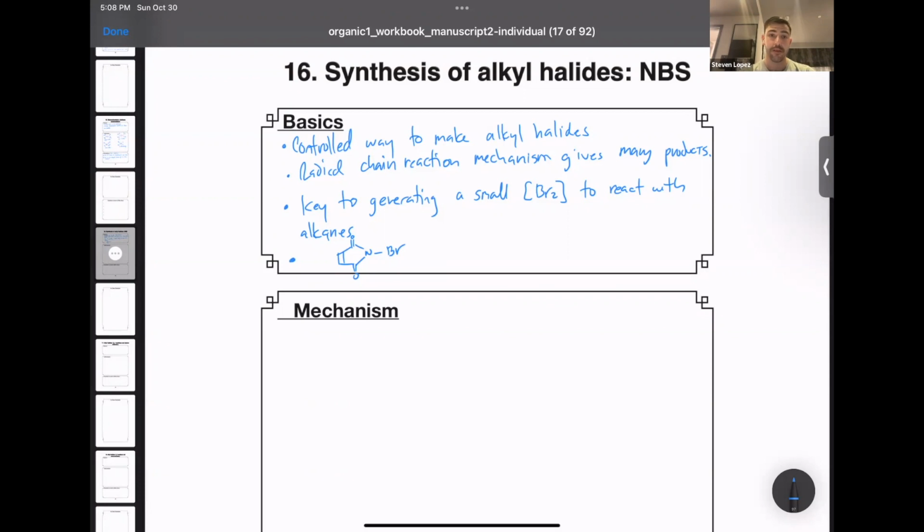Remember that when we do the radical chain reaction mechanisms, having that initiation, many propagation steps, and a termination step can offer and give a lot of products, which is something that competes with the main objective, which is to create the desired product as efficiently as possible with as much yield as possible. And so using NBS is key to generating really a small concentration of bromine, molecular bromine, which can then go on and react with the alkanes and afford those alkyl halides.